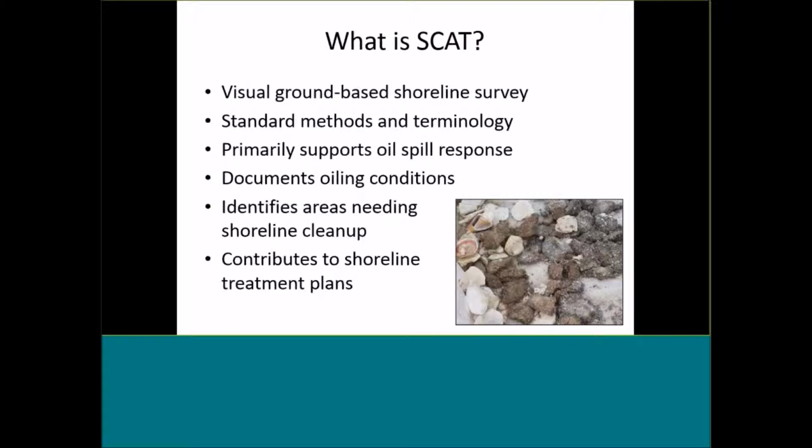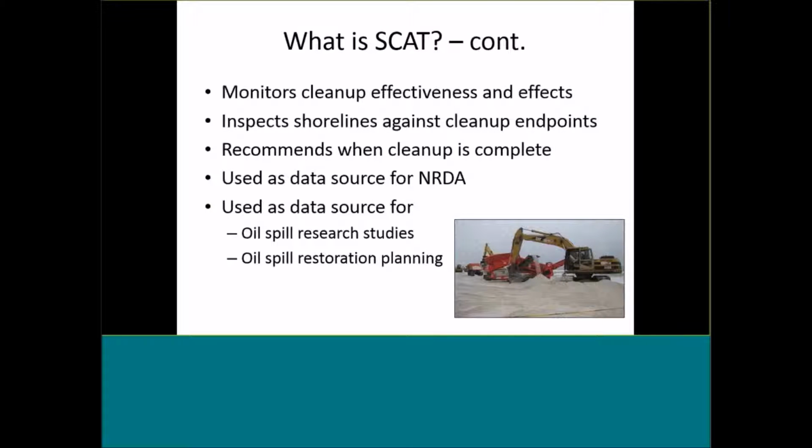So next. Once the cleanup is ongoing, SCAT teams monitor the cleanup effectiveness and effect. Is the cleanup working or not? Is it effective at removing the oil? Is it having other detrimental effects you may have not anticipated? Do you need to adjust techniques, et cetera? Once operations or the response thinks that cleanup on a shoreline is complete, SCAT will basically inspect those areas, compare those oiling conditions on the shoreline to the cleanup endpoints that are defined in the cleanup plans, and determine where we are. Do we need to do more? Do we need to back off? Are we done? And oftentimes, in many spills, SCAT will make at least recommendations on when shoreline cleanup is complete.